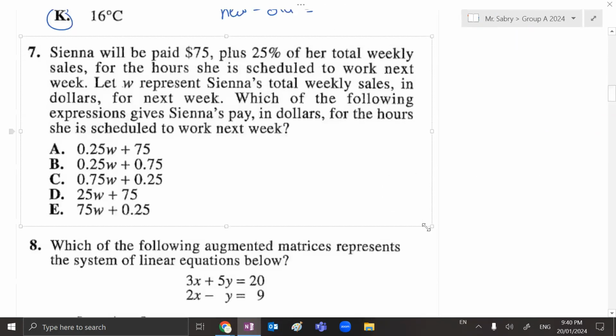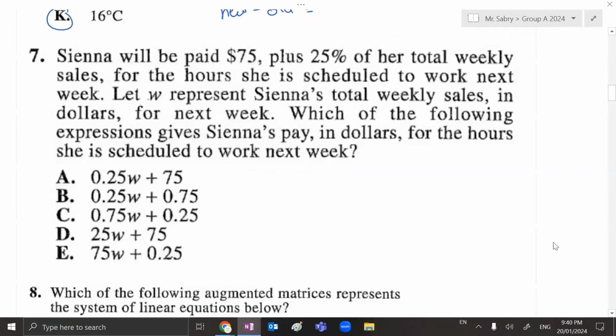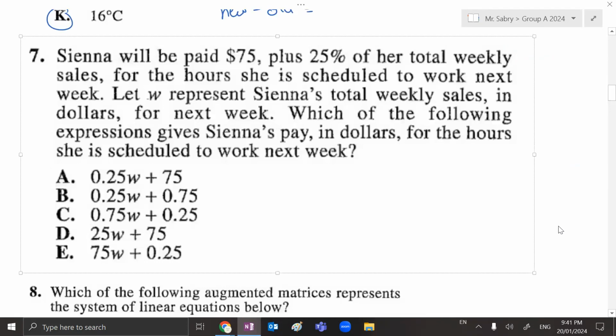Sienna will be paid $75 plus 25% of her total weekly sales for the hours she's scheduled to work next week. I'll stop here. This is a full stop. And I'll try to translate the information that seems to be important that I've passed to math. She'll be paid $75 anyway. Plus, so I'll put plus 25% of something, meaning times that thing.